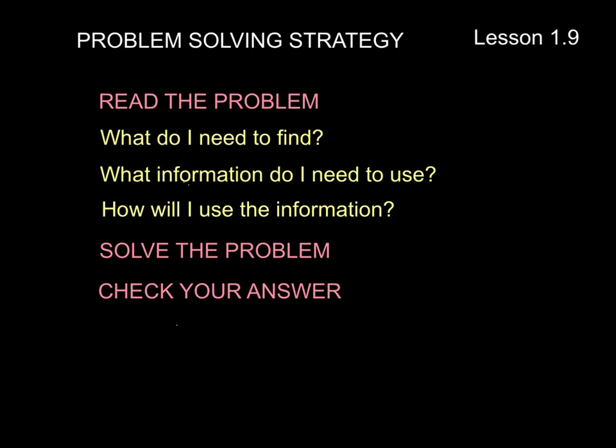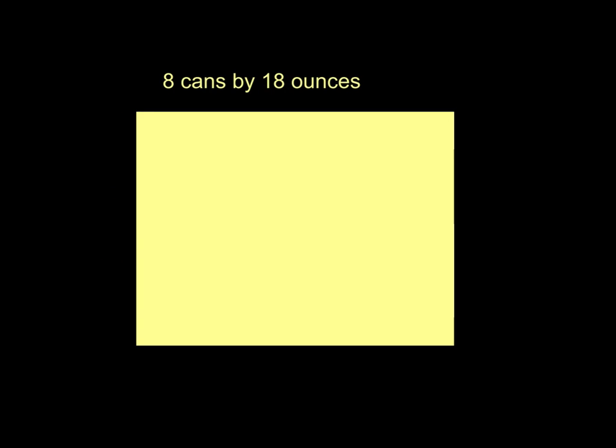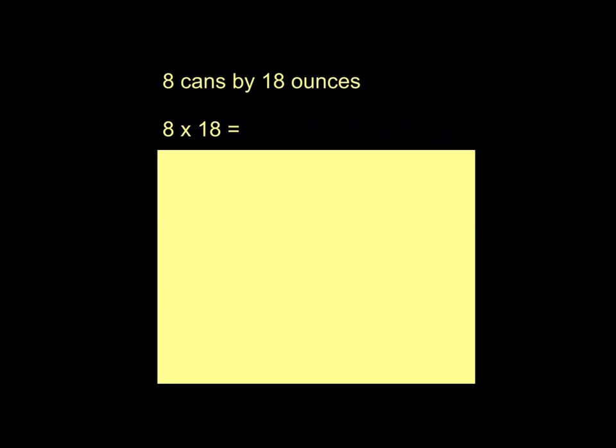How will I use the information? I can multiply to find the total number of ounces. Then I can solve a simpler problem to divide that total by 9. For our first step, we are going to multiply 8 cans of dog food by 18 ounces.